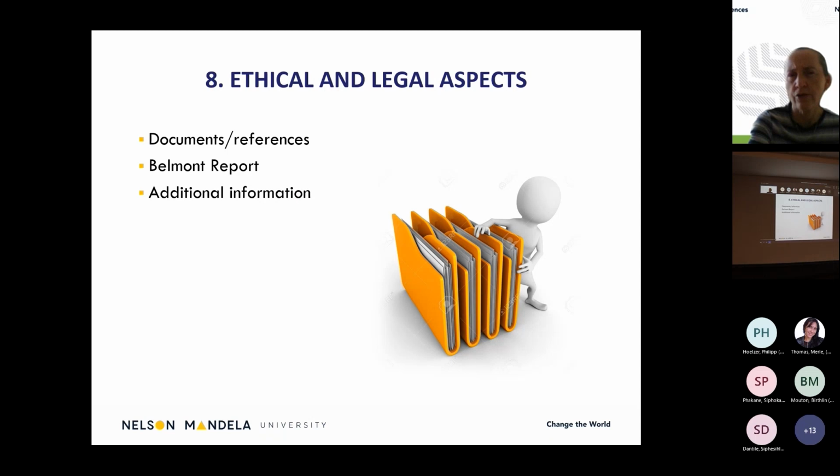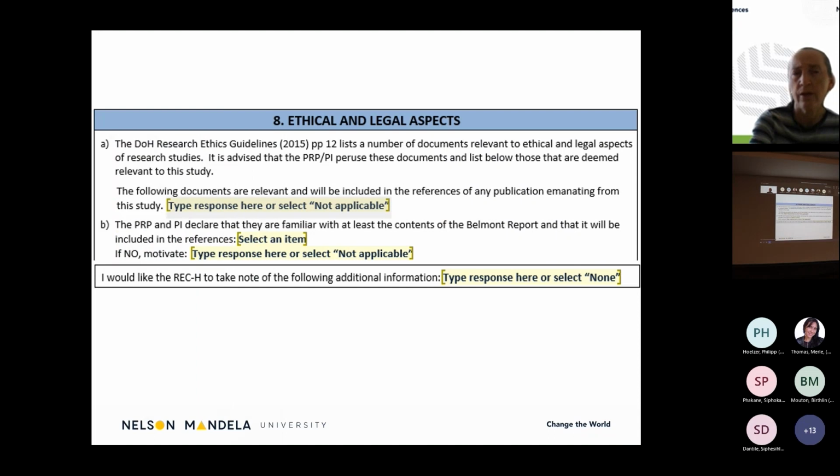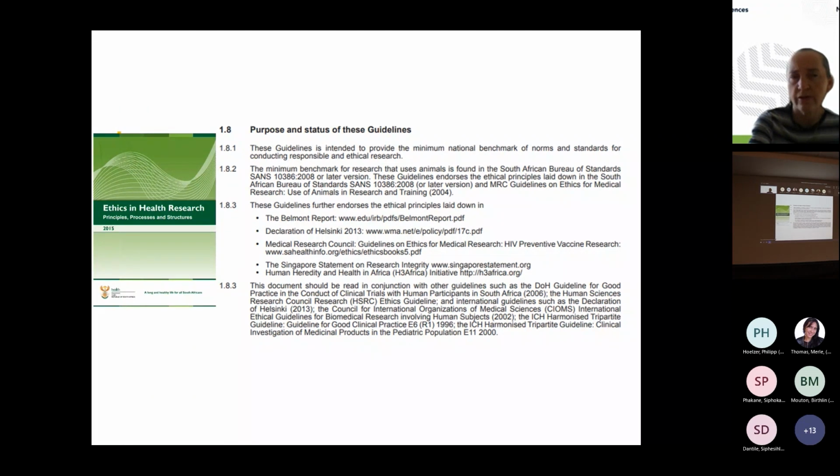It deals with documents and it relates to a reference list. It refers specifically to the Belmont report and then any additional information. So it refers to the DOH Research Ethics Guidelines 2015, page 12, and that is Ethics in Health Research 2015. So here you see the Belmont report, the Declaration of Helsinki, the guidelines for ethics, the MRC, the Singapore Statement. You see there are more than these, 1.8.3, there's a lot more. Guideline for good clinical practice.